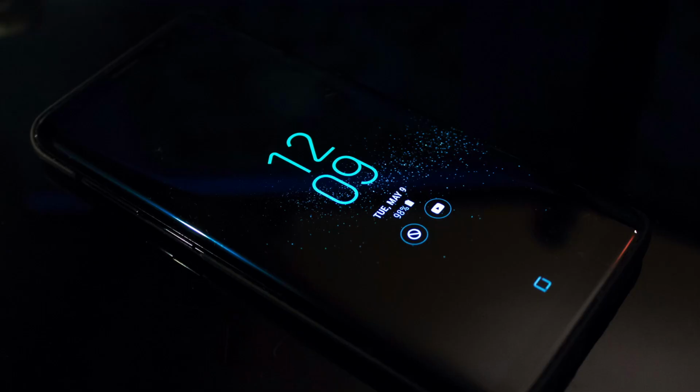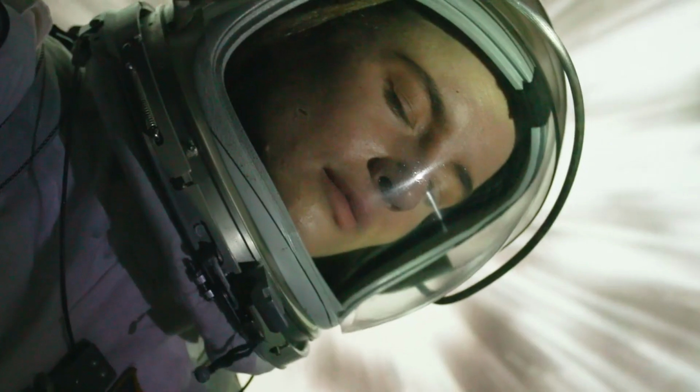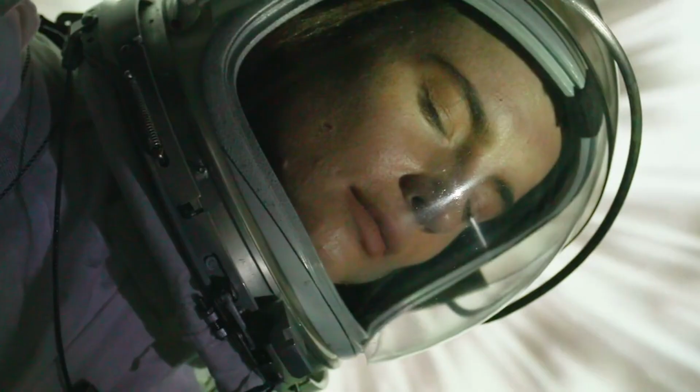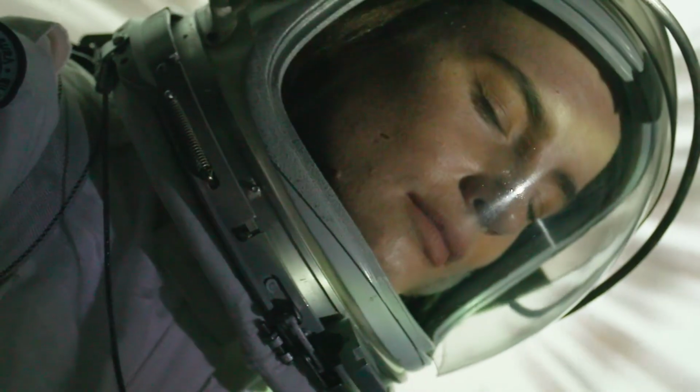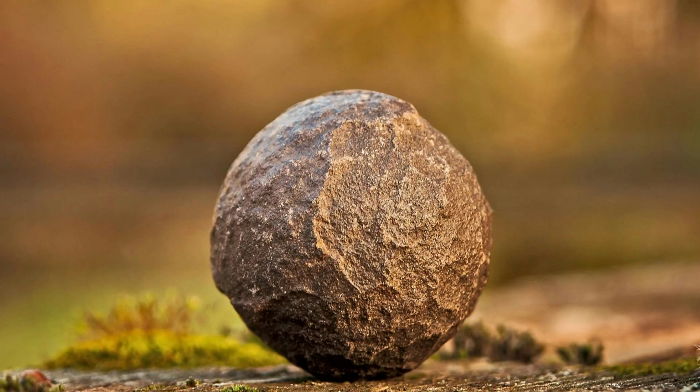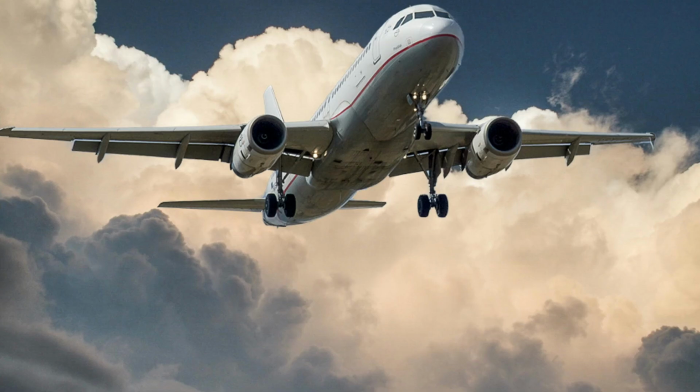Everything around you, your phone, water, even the air you are breathing right now is made of something called matter. But what exactly is matter, and why does it exist in different forms?